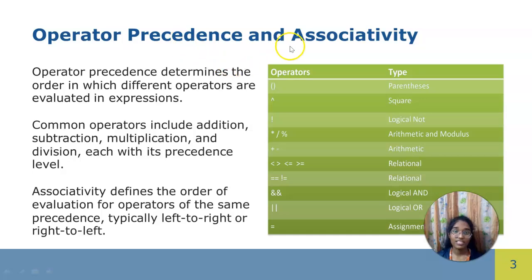Now, operator precedence and associativity. We have talked about the precedence of the operators. Operator precedence determines the order in which different operators are evaluated in expressions. The common operators include addition, subtraction, multiplication, and division, each with its precedence level. Associativity defines the order of evaluation for operators of the same precedence, typically left to right or right to left. We all know these: parentheses, arithmetic operators, relational operators, logical operators, and the assignment operator.